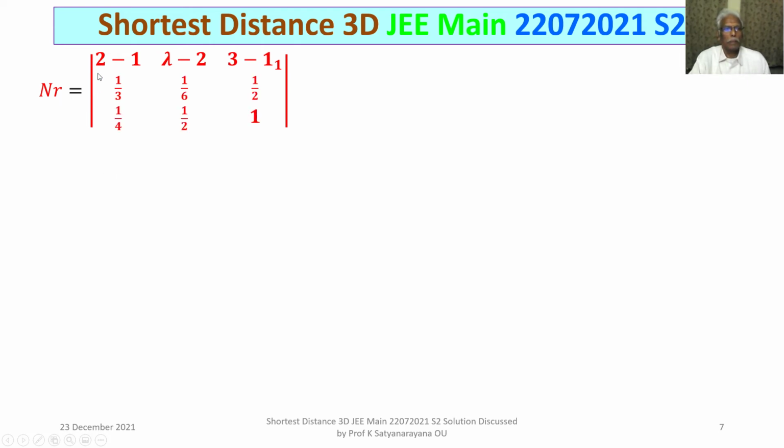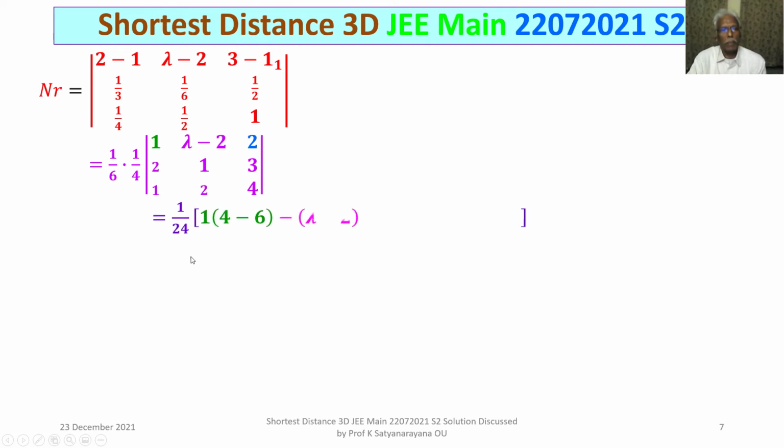The numerator is that 3 by 3 determinant, and in this we multiply the second row by 6 and divide the determinant by 6, and multiply the entries of the third row by 4 and divide the determinant by 4. So we will get 1 by 6 into 1 by 4 into the determinant with first row 2 minus 1, lambda minus 2, 2, second row 6 times 1 by 3, 6 times 1 by 6, 6 times 1 by 2, that is 2, 1, 3, likewise the third row 1, 2, 4.